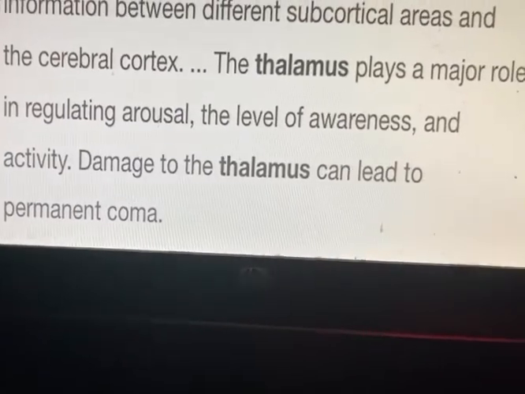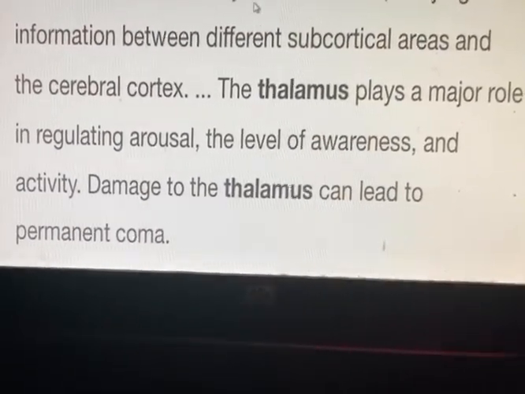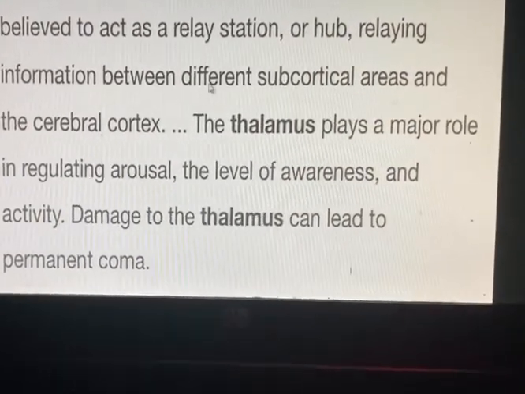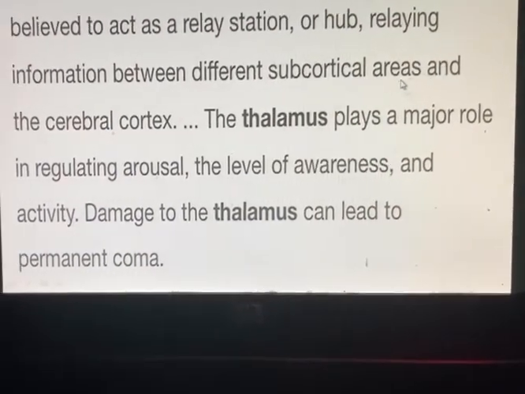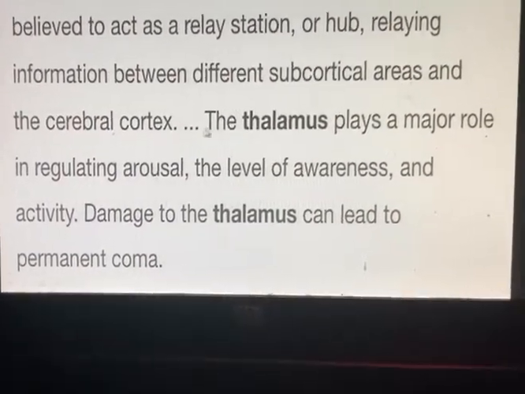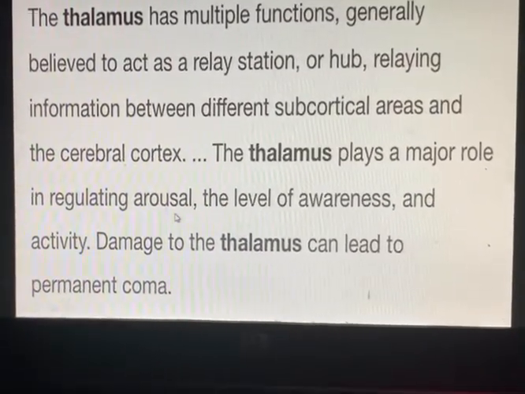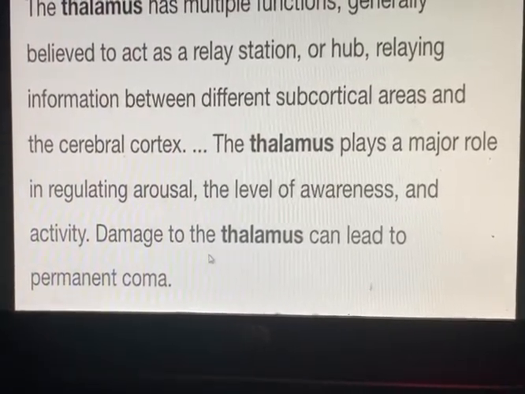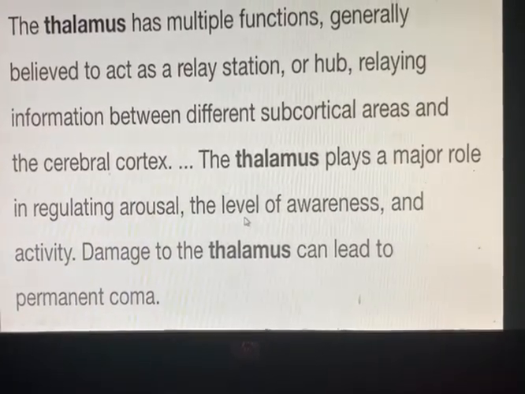Thalamus. The thalamus has multiple functions. However, generally it acts as a relay station, as I told before, or a hub relaying information between the different subcortical areas and the cerebral cortex. The thalamus plays a major role in regulating arousal, the level of awareness, and activity. Damage to the thalamus can lead to permanent coma.